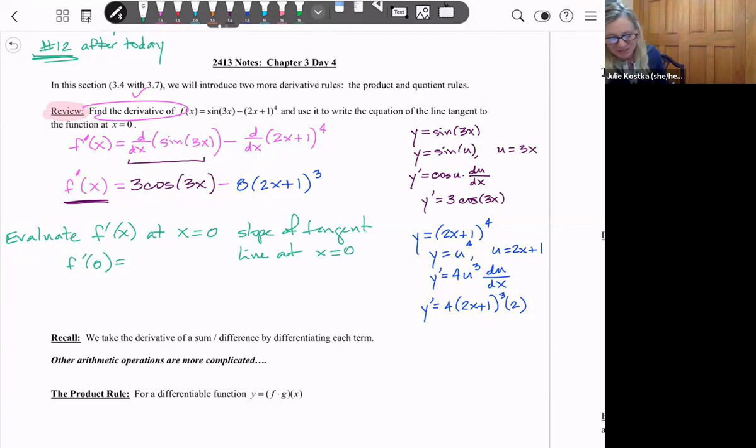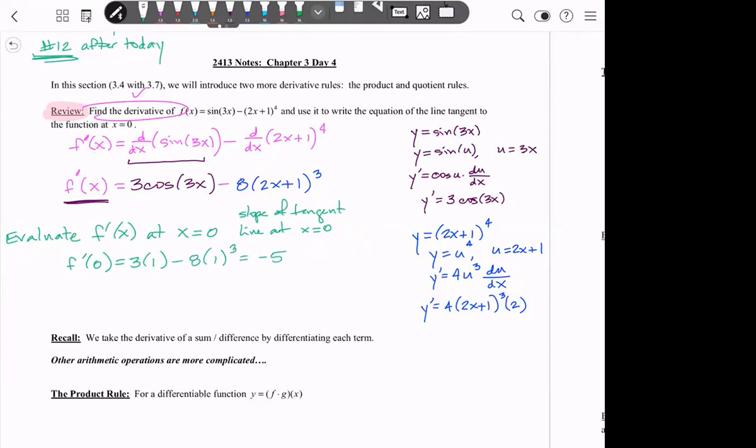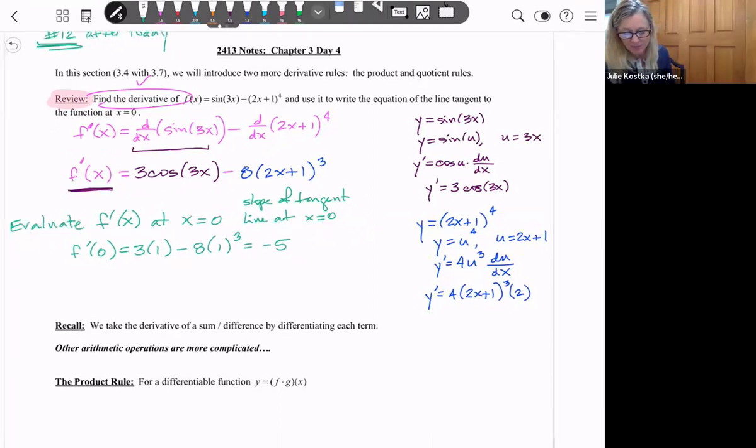Okay, f prime of 0. So 3 times cosine of 0 would be 3 times 1, and then minus 8 times 0 plus 1 cubed. So it looks like I have -5. So that's the slope at that point, right? The slope will change at different points.